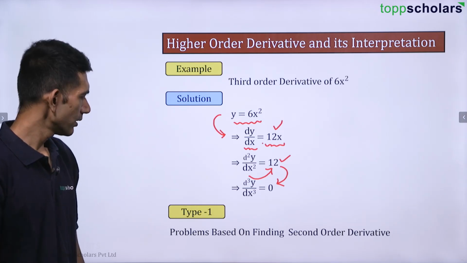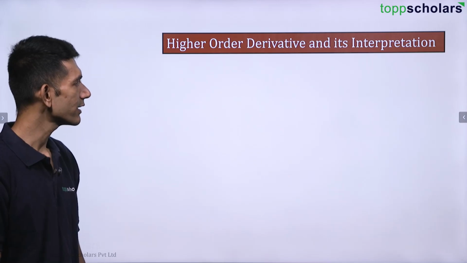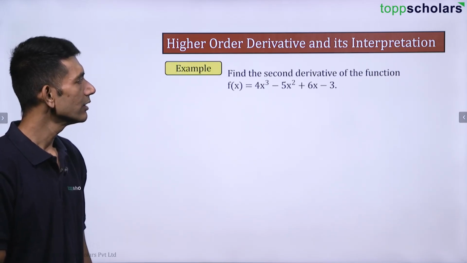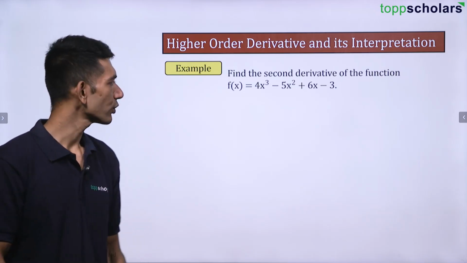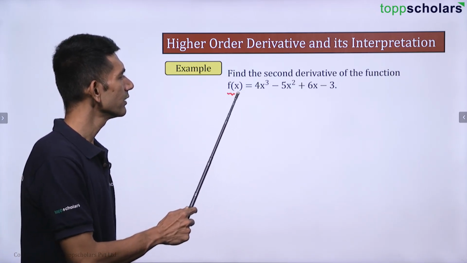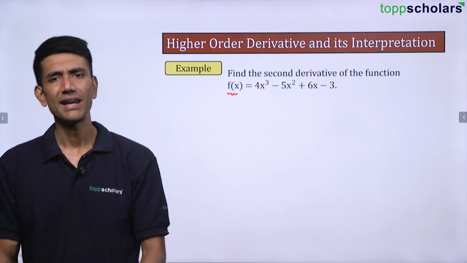Okay. So we have some problems based on finding the second order derivative. Let us see an example. So find the second order derivative of the function. I'm very sure you can do this on your own. The function f(x) is given. Firstly, we'll find out f dash of x. Then we'll find out f double dash x, right?